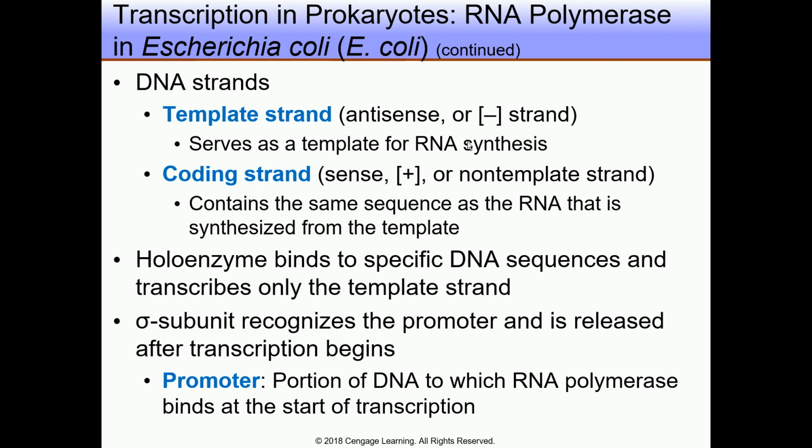As I said, there are two strands in DNA. This is a process in which one strand of the DNA acts as a template, and on the basis of the sequence in that template strand, an RNA strand will be made in 5' to 3' direction, involving the enzyme RNA polymerase, whose structure we just saw. The strand which serves as a template for RNA synthesis is also called the antisense strand, or the negative strand.